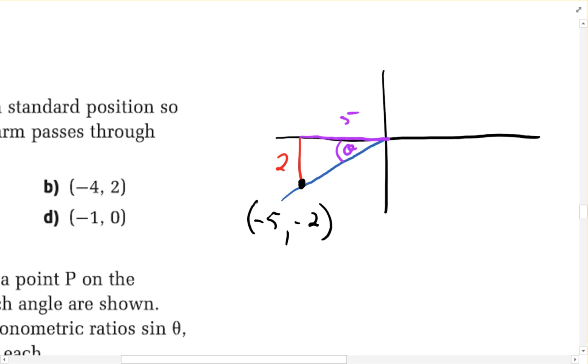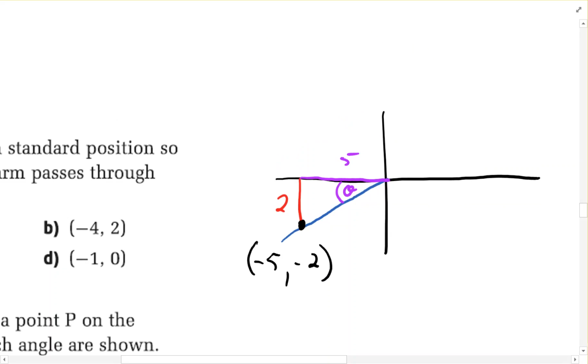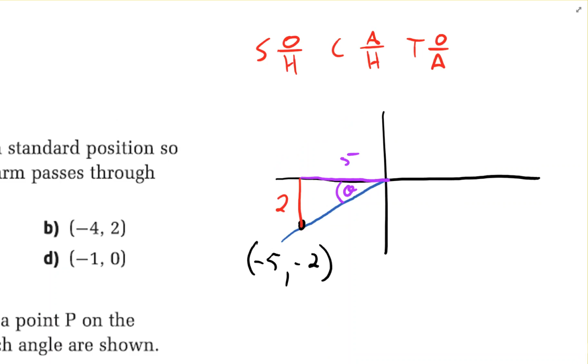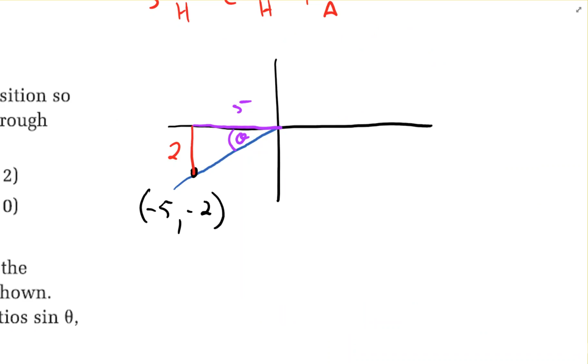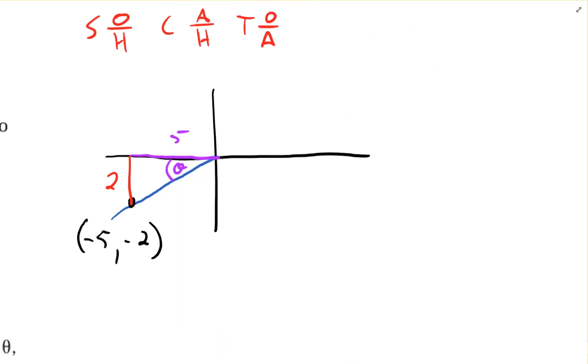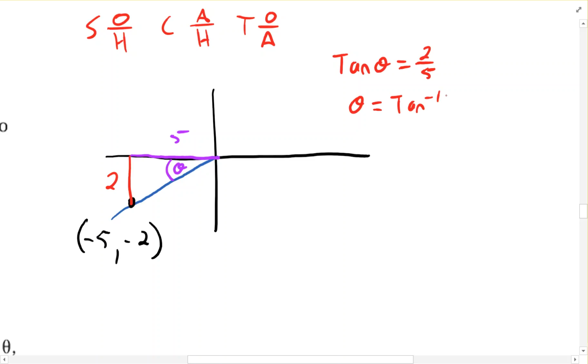So if you do that, we can figure out what theta is now, because if we go back to our SOHCAHTOA, I know that I have to use tan because I have the adjacent side and I've got the opposite side. So I can start writing tan. I'll write this over here. Tan theta, which is what we're looking for, is equal to opposite over adjacent, so 2 over 5. Now if I want to find theta, I'm going to go theta is equal to tan -1, 2 over 5.